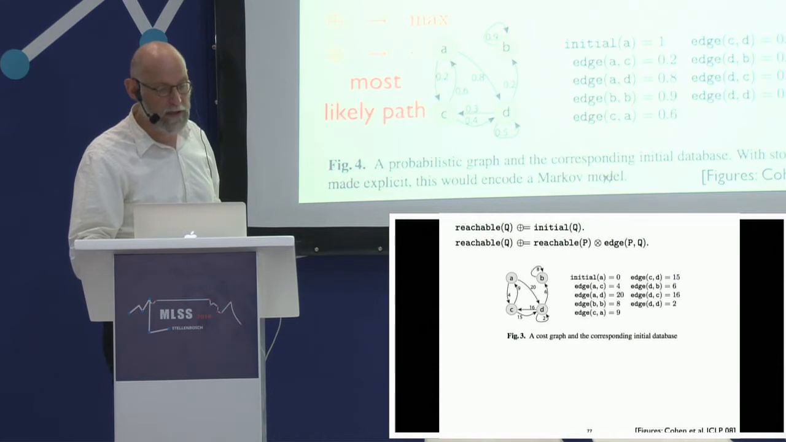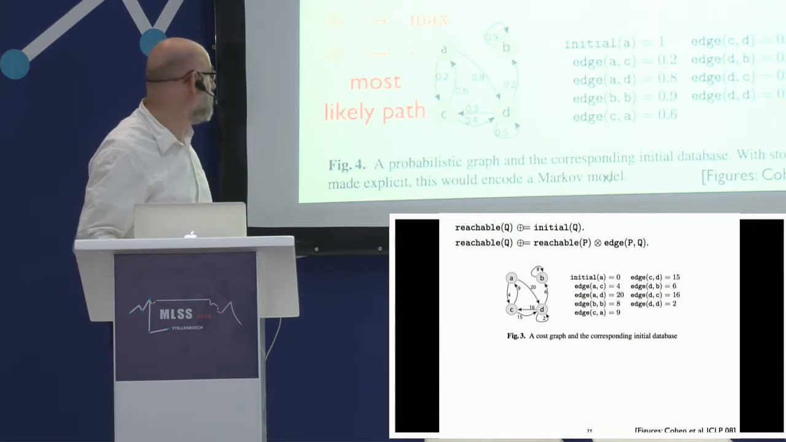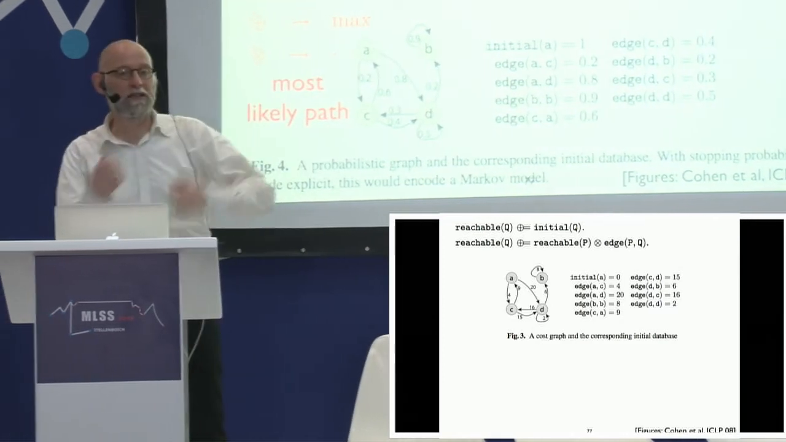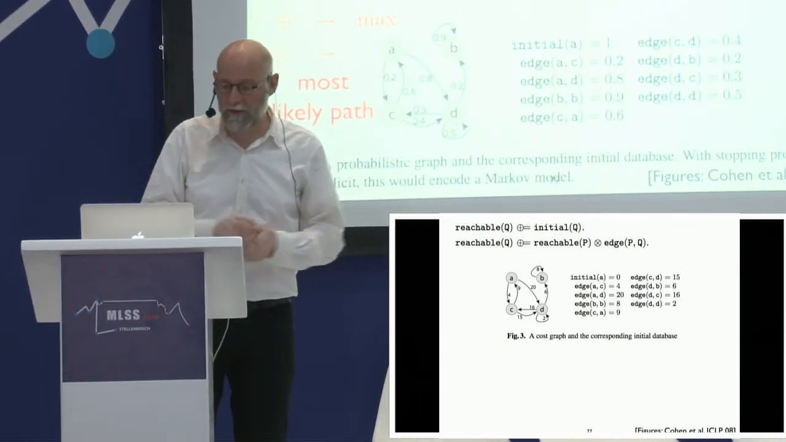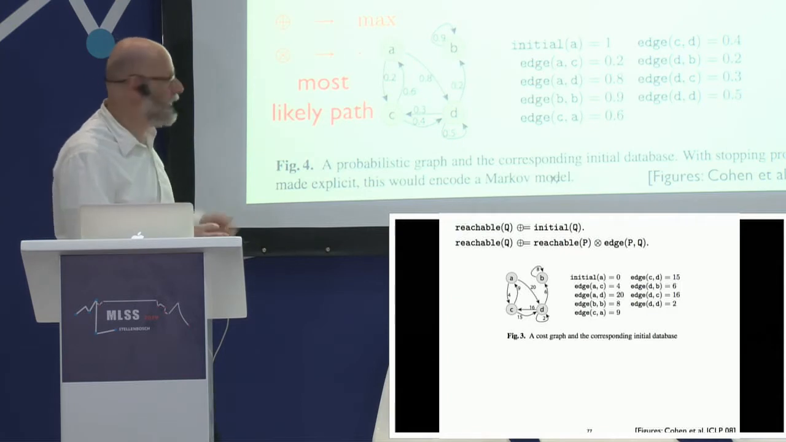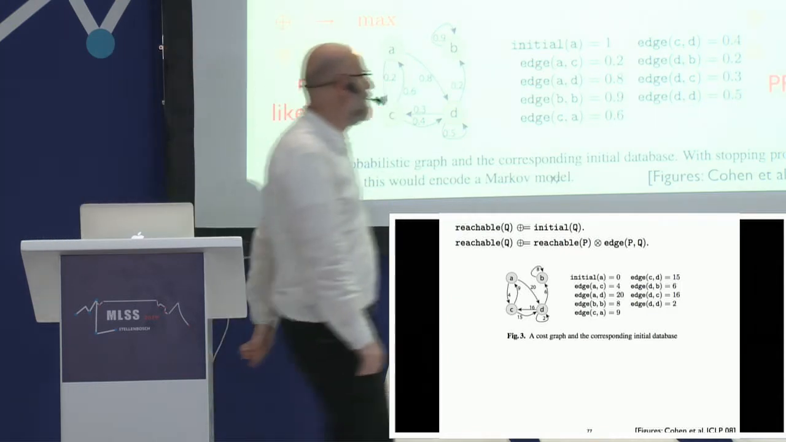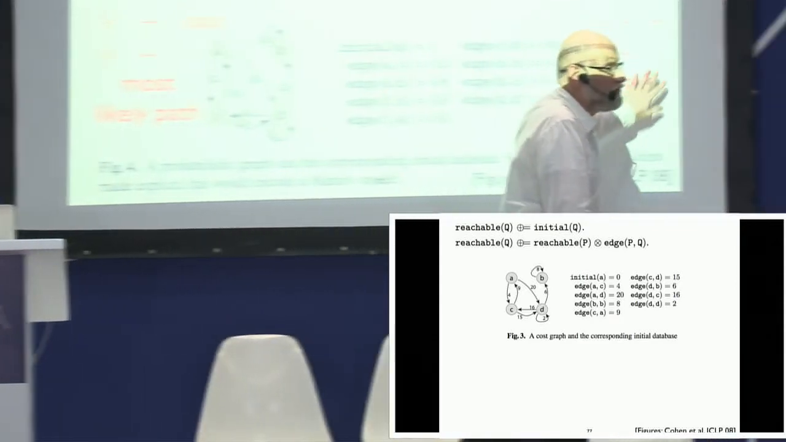You can do other things. You can put it into probabilities. You can take max and product. That's the max-product that we all know that will give us the most likely state, in this case, the most likely path. And then you can take plus and multiplication, and that will almost give you Problog.